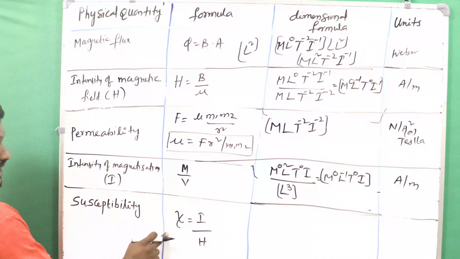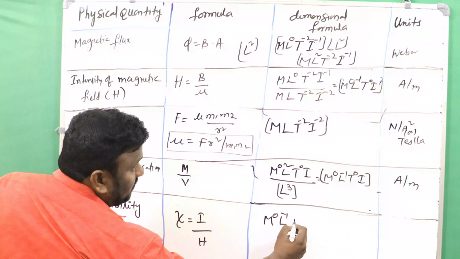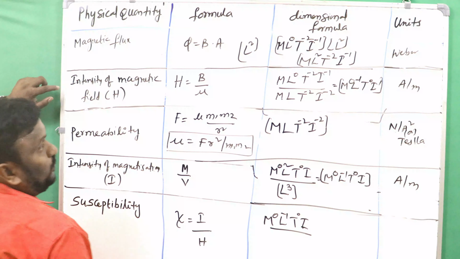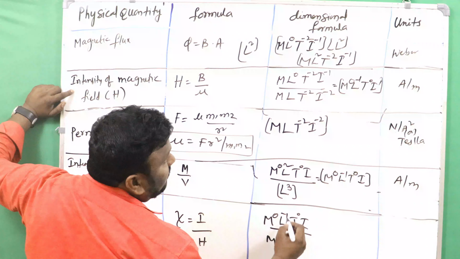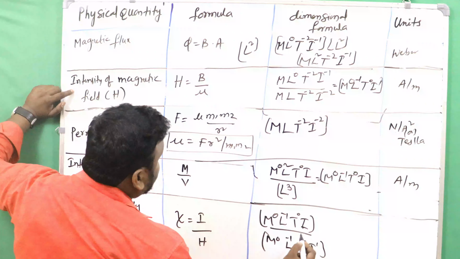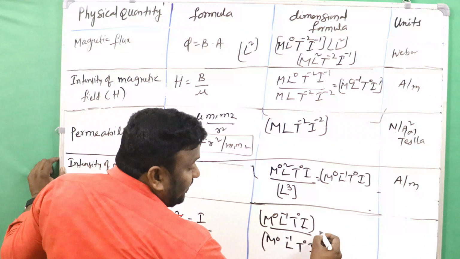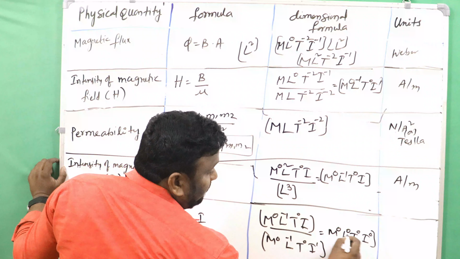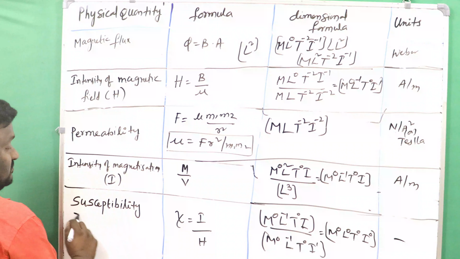Now susceptibility is I by H. What is I here? M to the power of 0, L inverse 1, T to the power of 0, I. What is H? M to the power of 0, L inverse 1, T to the power of 0 and I to the power of 1. So you have to observe that I and H both have the same dimension formula. That's why you get M to the power of 0, L to the power of 0, T to the power of 0 and I to the power of 0, and there are no units for susceptibility.